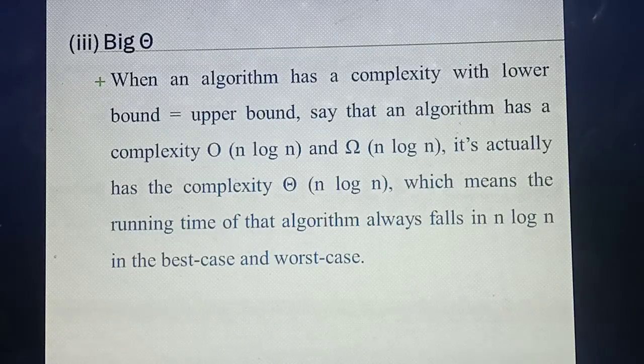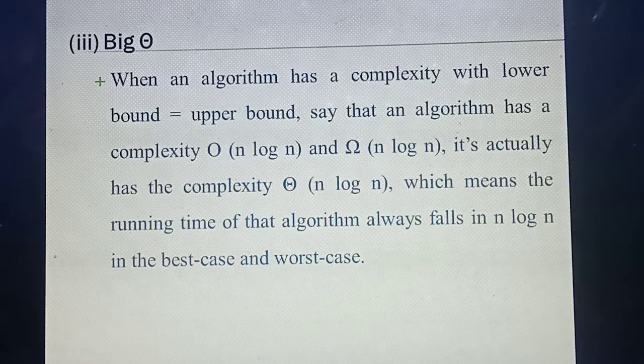The next one is big theta. Big theta means the worst case and best case are equal, the same condition. How do you determine the worst case and best case? Through the lower bound and upper bound. When the lower bound is equal to the upper bound, that is a formula you need to study. No other way, somewhat tough, but you need to study. What is the formula? O of n log n and omega of n log n.